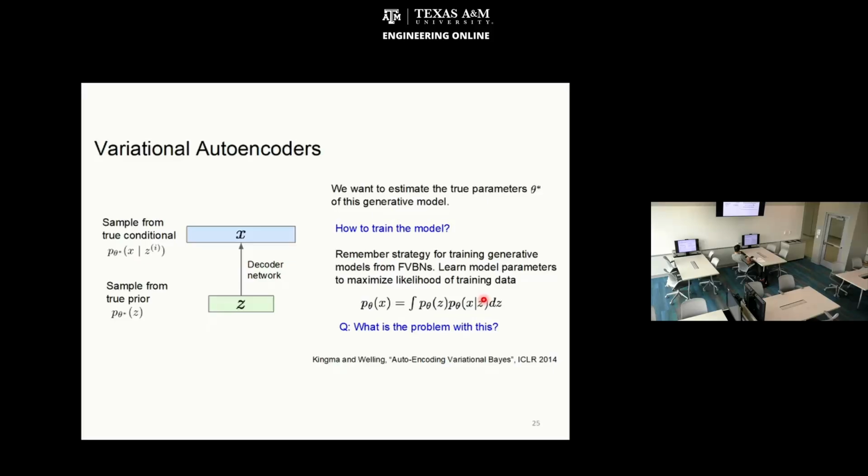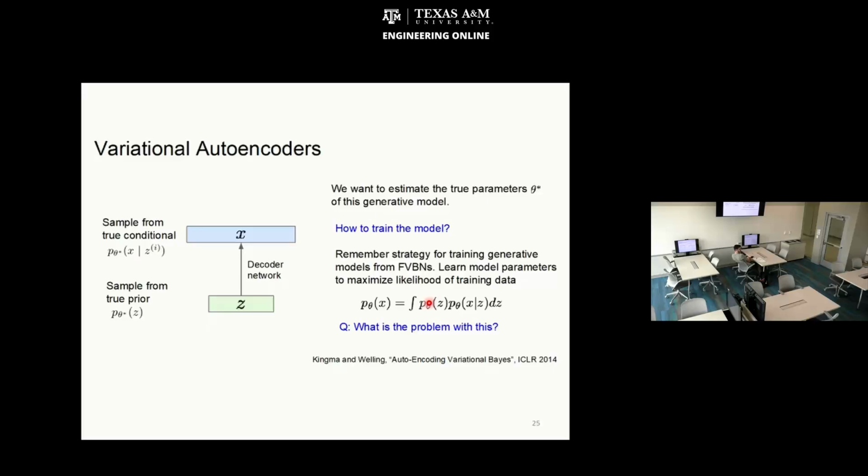Well, we can solve the maximum likelihood, right? P theta of X given Z is a decoder, and P theta of Z is a prior, and then we try to maximize the likelihood. Does anyone remember or recall what the problem was computationally? What is intractable?